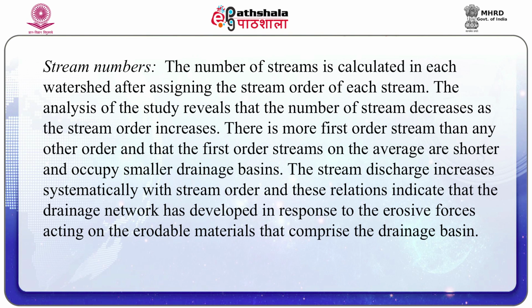The number of streams is calculated in each watershed after assigning the stream order to each stream. The analysis of the study reveals that the number of streams decreases as the stream order increases. There are more first order streams than any other order, and the first order streams on the average are shorter and occupy a smaller drainage basin.